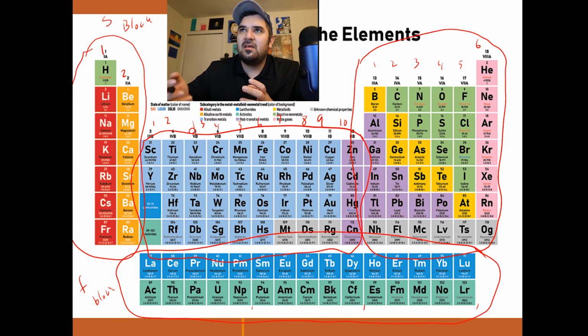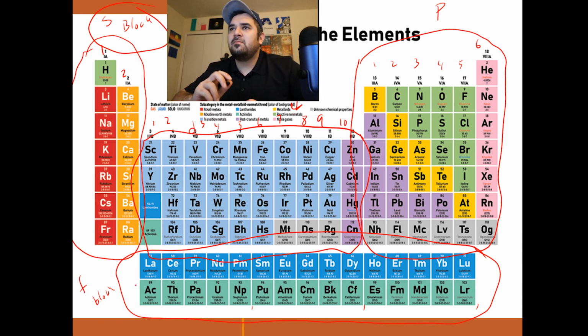So these are the blocks. You need to know where each one is. So S block, very important. We're going to work with this one a lot. These two are the S block. This over here is our P block. Down here we have our D block, and then here we have the F. So I know nothing makes sense yet. It'll make more sense as we continue moving forward.